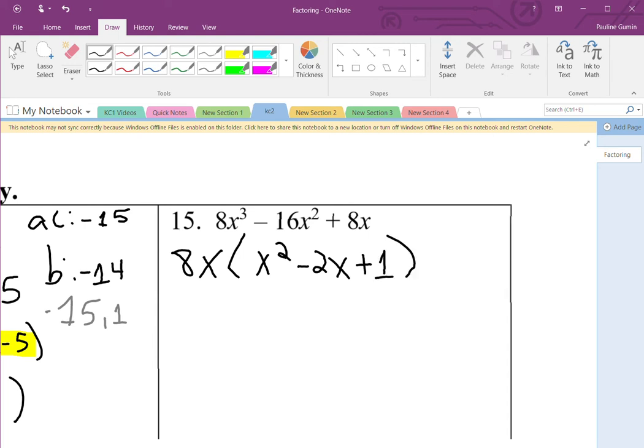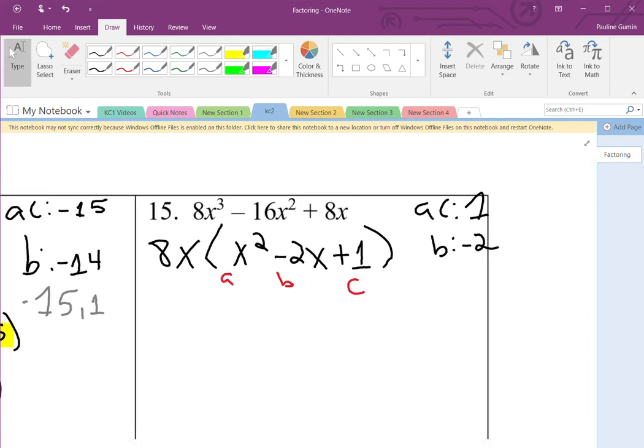Fantastic. Let's label A, B, C. Okay, our A times C, the number in front of x squared is 1. So 1 times 1 is 1. B is negative 2. So two numbers that multiply to form positive 1, but when we add them, we get negative 2. You might know this off the top of your head. It's negative 1 and negative 1.